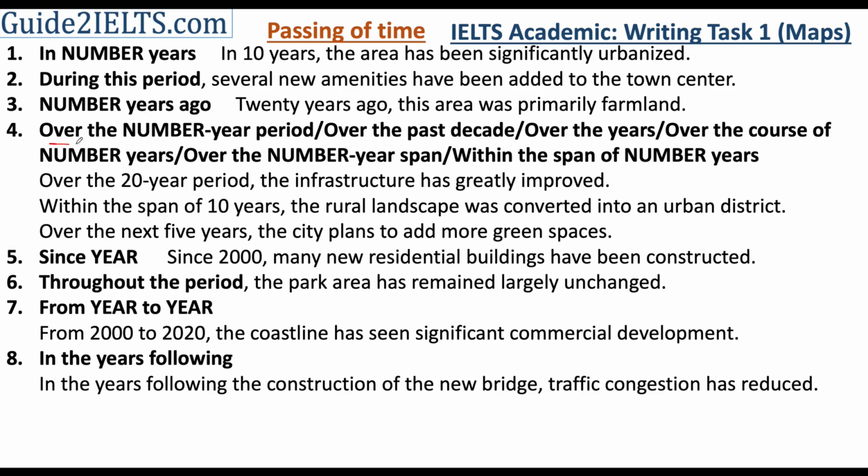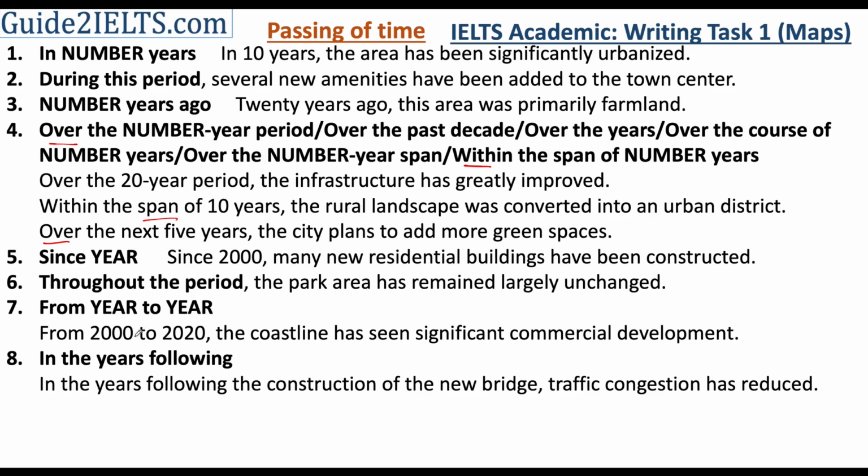Over the years indicates gradual changes over a long duration. Usually, over the years is used for an unspecified time period, and during and throughout are used for a specific time period. However, we can use over for a specific time period as well by making a sentence like over the next 5 years. The word span can be used both in your paraphrasing of the question and later as well. We can use either within a span of these many years or over a span of these many years.